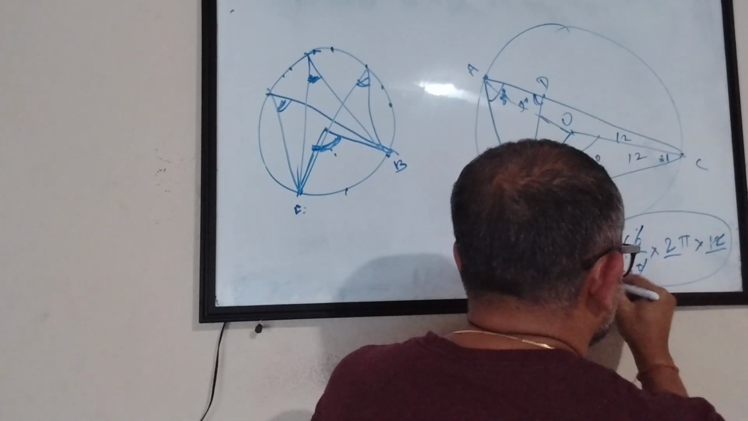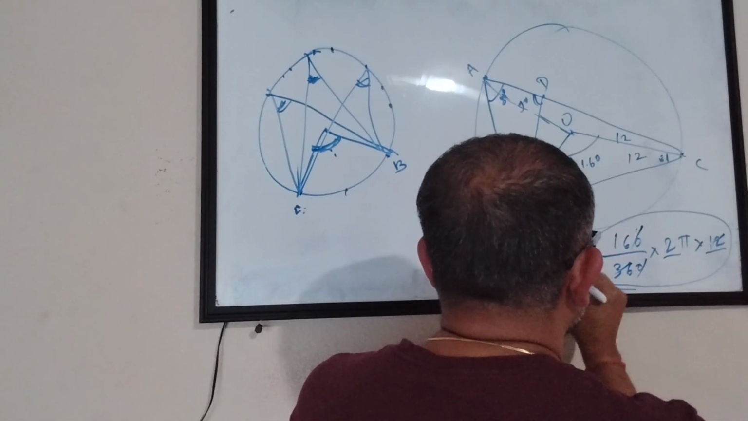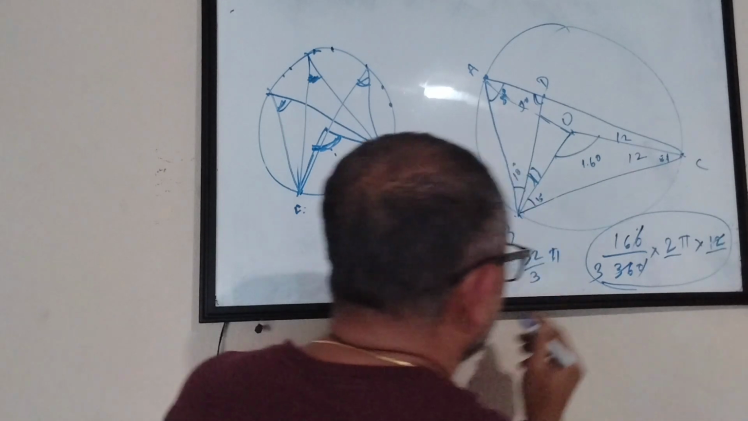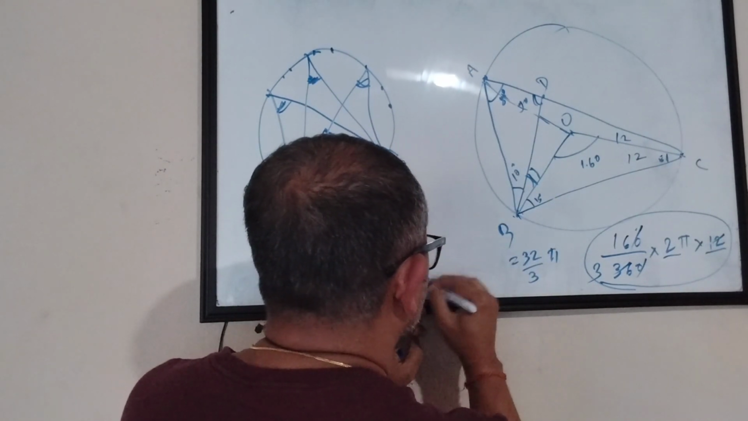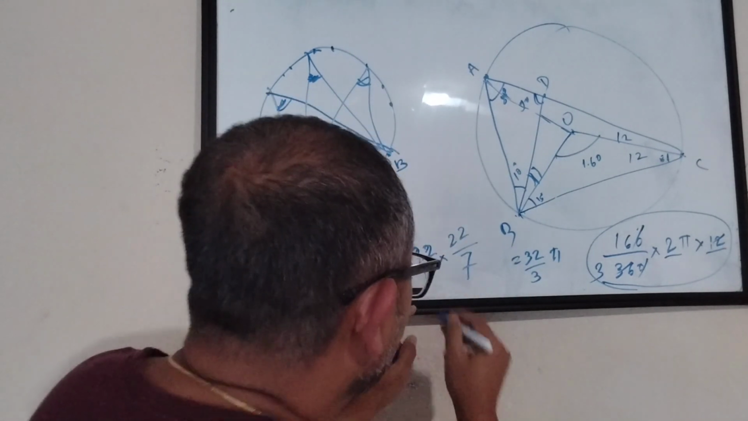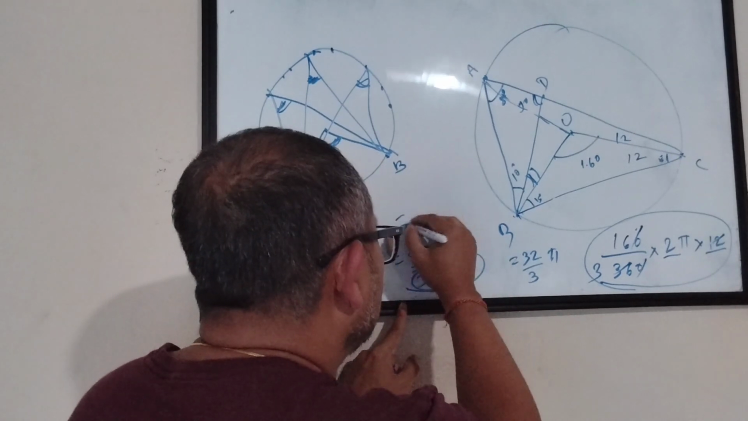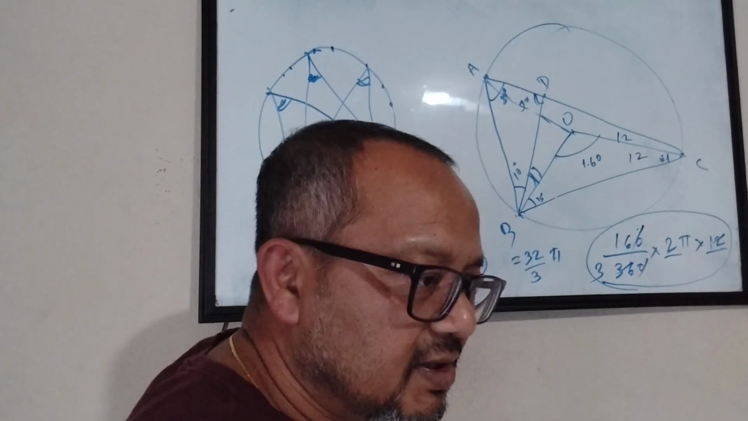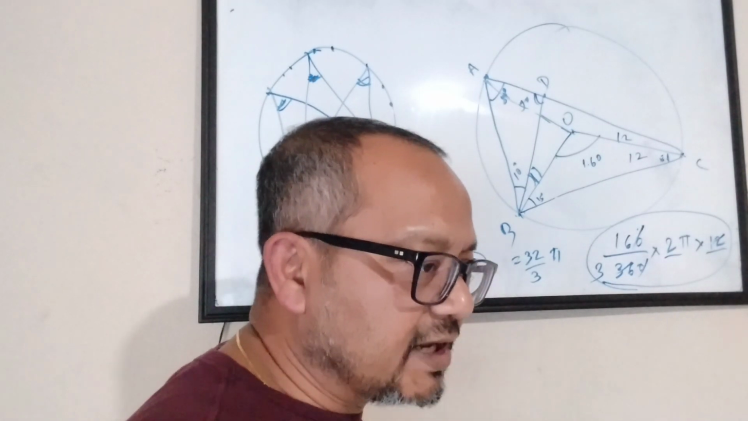Let me solve it also. 12 threes are 36, 16 twos are 32. 32 divided by 3 pi. So 32 by 3 into 22 by 7. It will be somewhere around 33, okay? 33 point something. So whoever got 33.51, that would be the right answer.